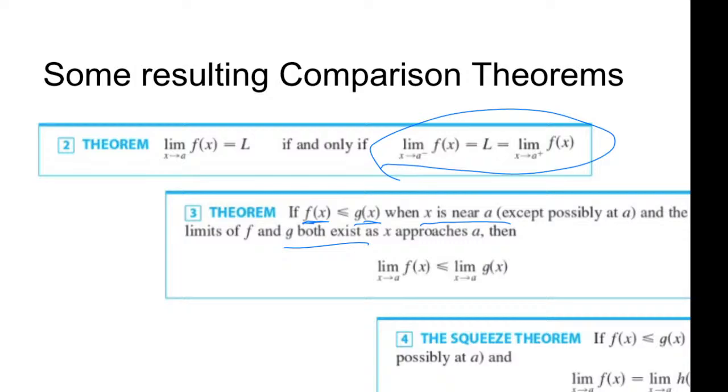Now, if we find two functions, one smaller and one bigger, and the bigger and the smaller function go to the same value, it's called the squeeze. So if our function is somewhere in between, these two other functions will squeeze it into the same limit. Okay, so sometimes we can use that.